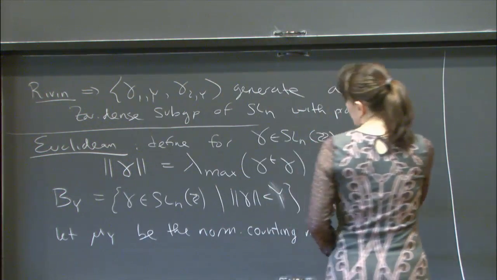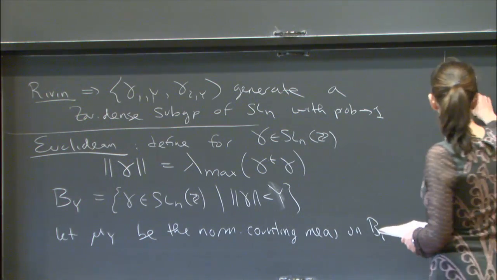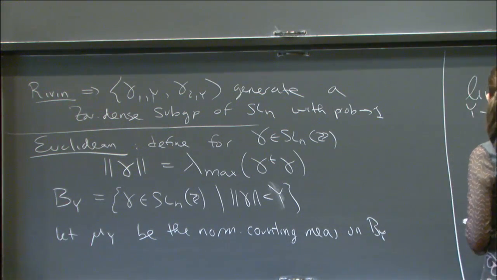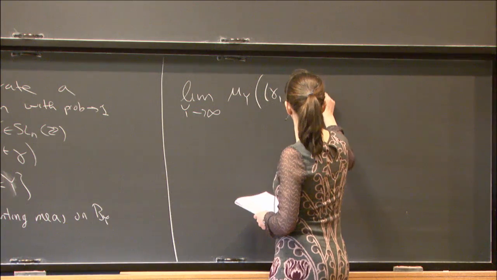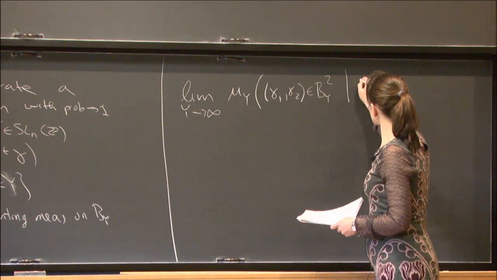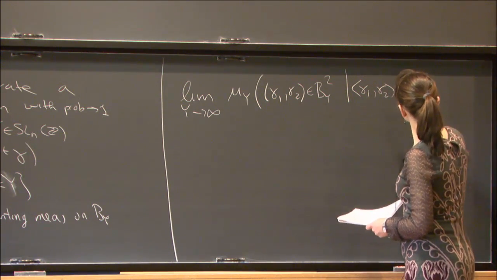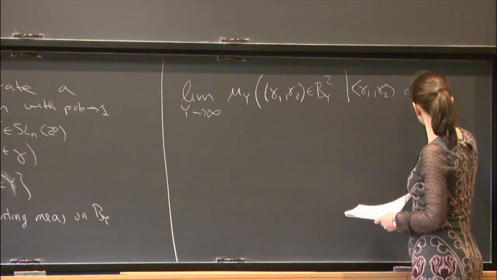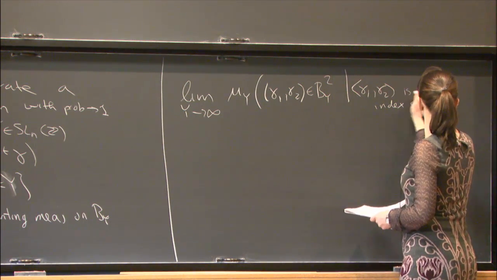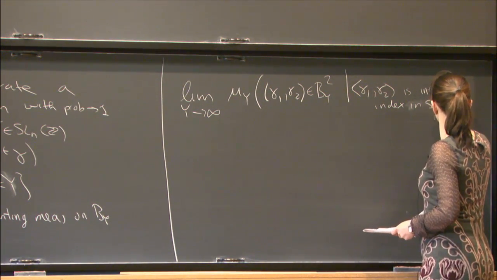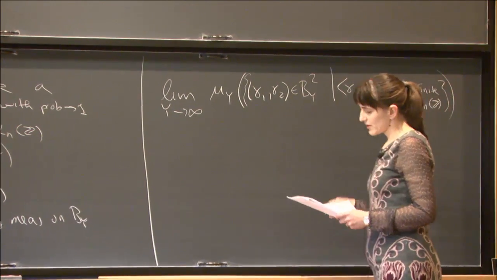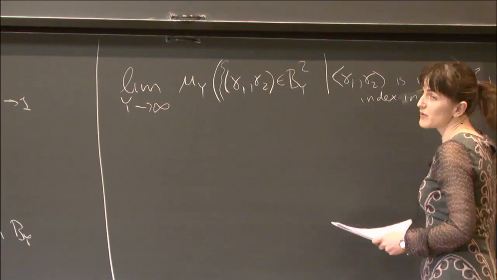Just like what Aoun did, we ask: what can you say about the limit as y tends to infinity of mu_y of pairs gamma_1, gamma_2 in B_y? This mu_y induces a measure on B_y squared, such that gamma_1 and gamma_2 generate an infinite index subgroup, infinite index in SL_n(Z). We'd like to show that this also goes to 1.